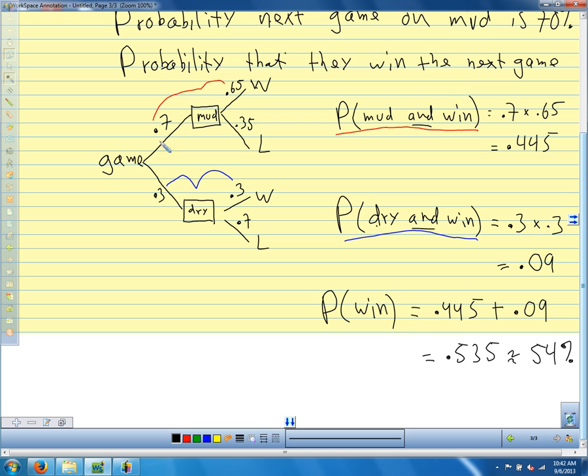So if we draw a tree diagram, on any branch our possibilities have to add up to 100, and then to find a probability moving along a branch, we multiply the probabilities. So we're finding the probability of mud, that we play on a muddy field and we win. We multiply. Probability of a dry field and we win. We multiply. And then in the end we add the probabilities together, because we're finding the probability of winning on a muddy field or a dry field. So those two, they can't happen together, so it's an or probability.